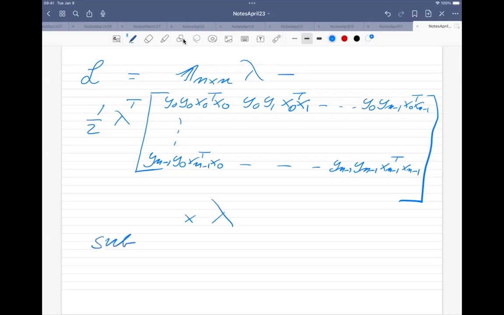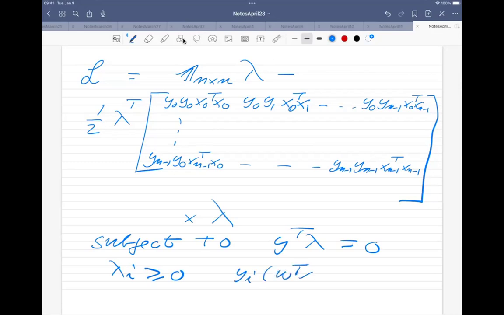Subject to, this is our final optimization problem, that y transpose times lambda is equal to 0, plus the additional KKT conditions, which simply tell us that lambda has to be larger than or equal to 0, and that lambda i times (y of i times (w^T x of i plus w0) minus 1) has to be equal to 0. So these are the conditions which we need to set up.